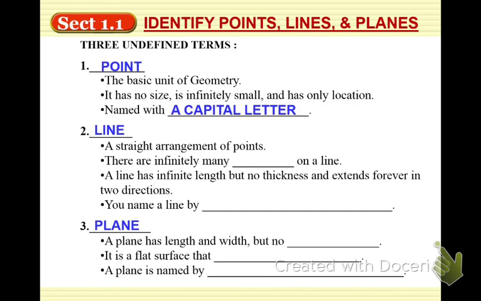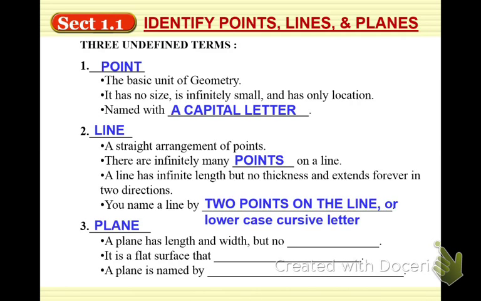A line is a straight arrangement of points. So now we're going to stack points next to each other. We're going to line them up next to each other. Right? And we'll create a line. And so for that reason, there are obviously infinitely many points on a line. Because a point doesn't have any size, it doesn't really take up any space, then we can identify an infinite number of points on a line. Okay? A line has infinite length, but no thickness, and extends forever in two directions. Okay? Infinite length that never stops.